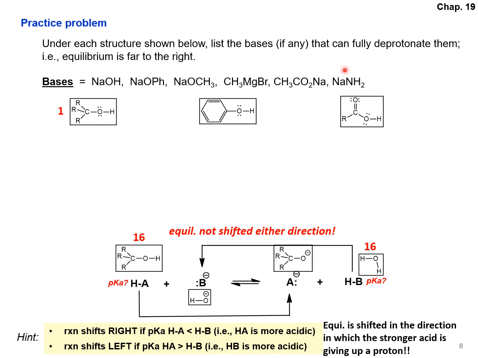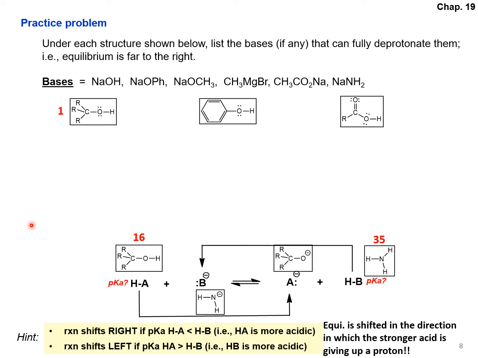Let's go to sodium amide, NaNH2. Now I've changed the base and its conjugate acid. Here we have, going in the direction from left to right, NH2- taking a proton away from the alcohol, which would form the alkoxide anion and ammonia, which is the conjugate acid of NH2-. Going from right to left, we would have the alkoxide anion taking a proton away from ammonia to form the alcohol and NH2-.